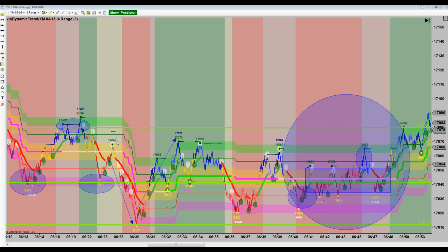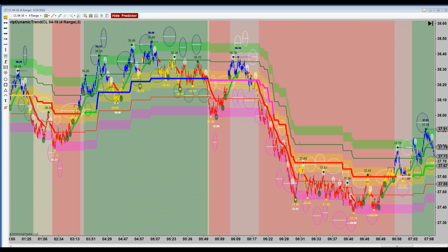Okay, we're going to do a little exercise here. I'm going to ask some 10-second questions on crude oil related to what we just talked about, and these are going to be yes or no questions. Here's the crude chart right here. Yes or no questions in regards to the tradability of certain areas.